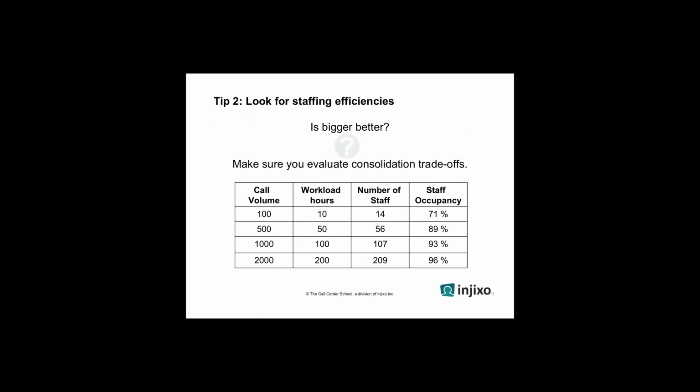So one example of this, let's look at this example here. In the first line there, we have 100 calls arriving, equating to 10 hours of work. We decide for an 80-20 service level that we're going to need 14 people in place. So 10 divided by 14 is 71% occupancy. That's pretty low. They're sitting idle 29% of the time. So we'd want to look at what can we do to improve this.